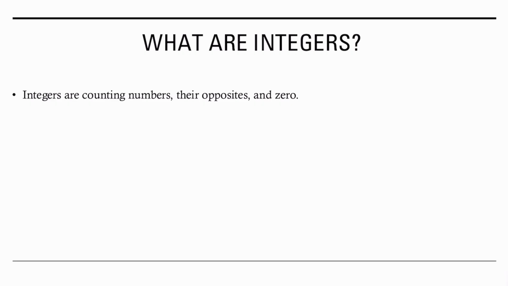So what are integers? I kind of spoke about this earlier, but integers are just the counting numbers: 1, 2, 3, 4, 5, and so on. They're opposites: negative 1, negative 2, negative 3, negative 4, negative 5, and then 0. So we're including 0 as well.